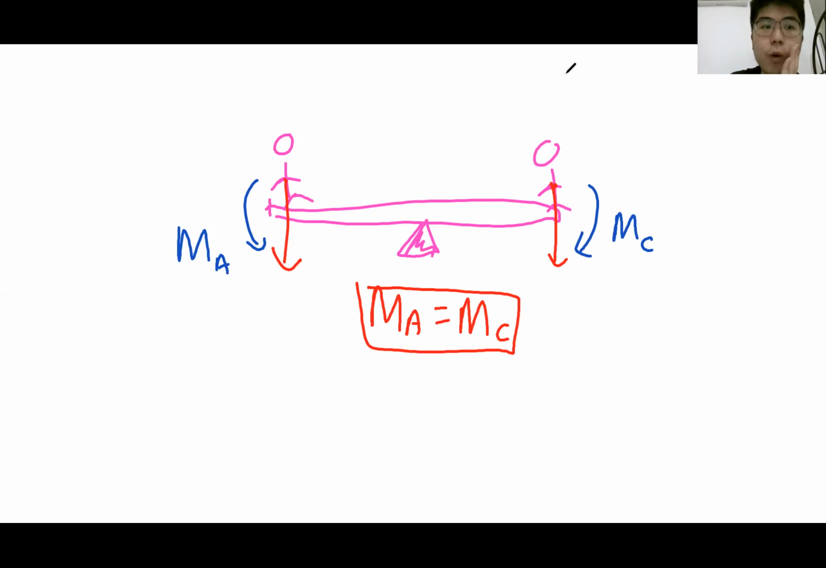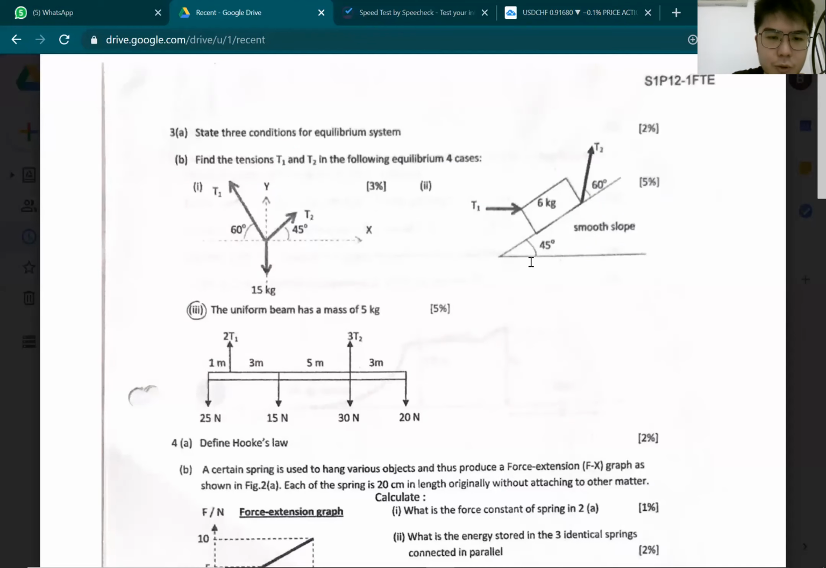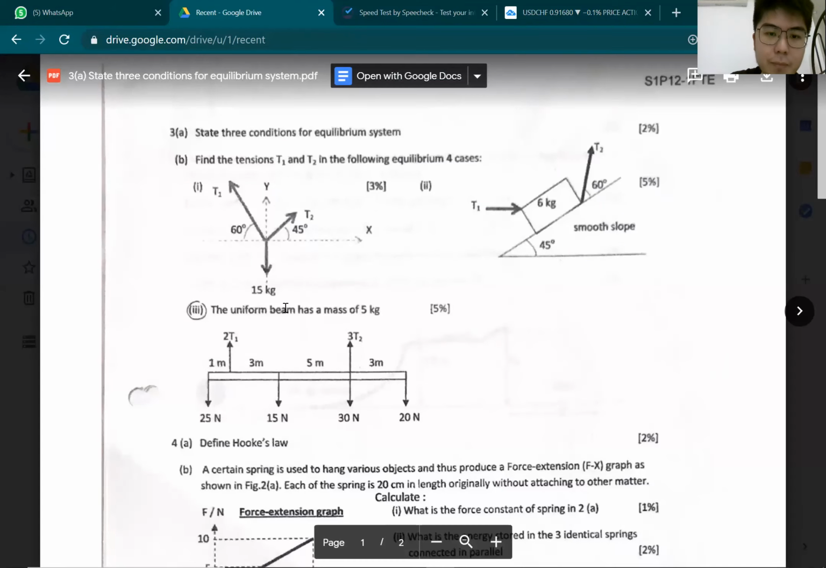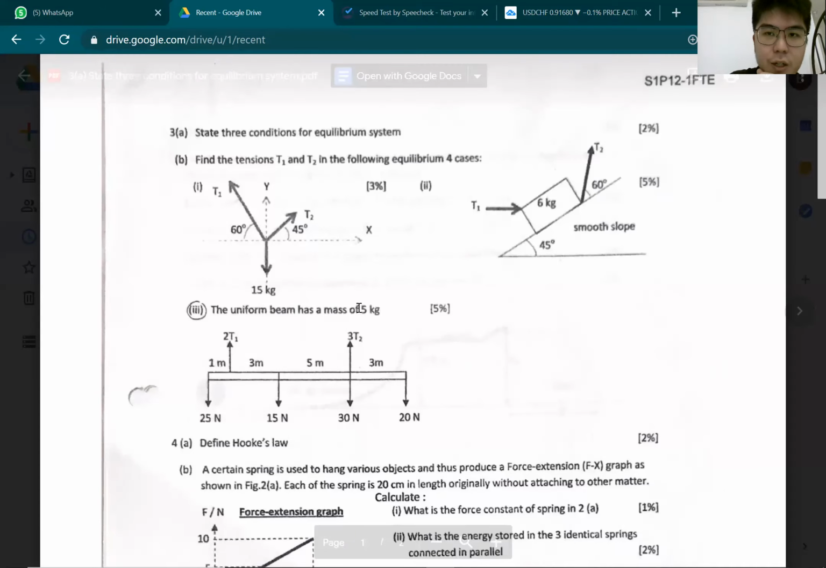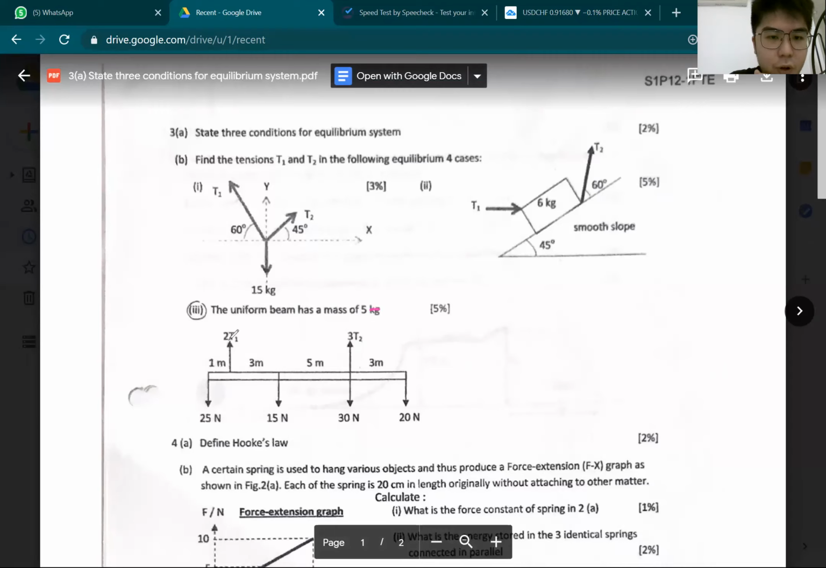Okay, now let's look at the question. Number 3. This one, the uniform beam has a mass of 5 kg, and then you have all the forces here. Wow, you have many forces: 25, 15, 30, 20, and then you have 3T and 2T. You are asked to find what is the tension 1 and tension 2.